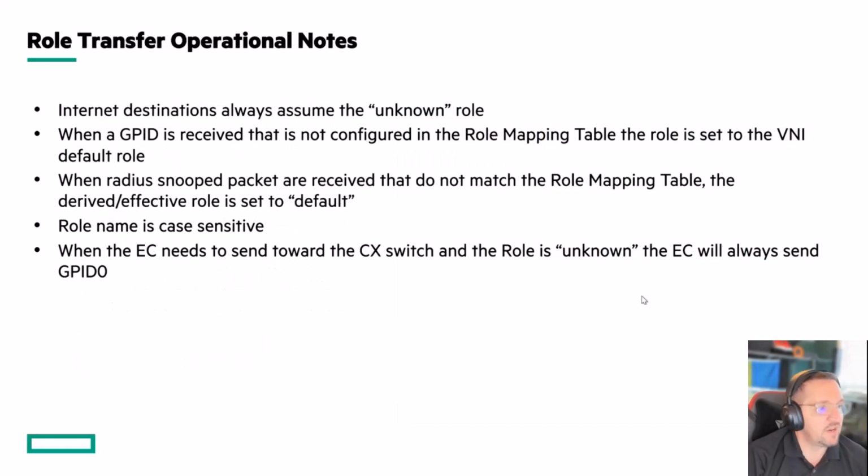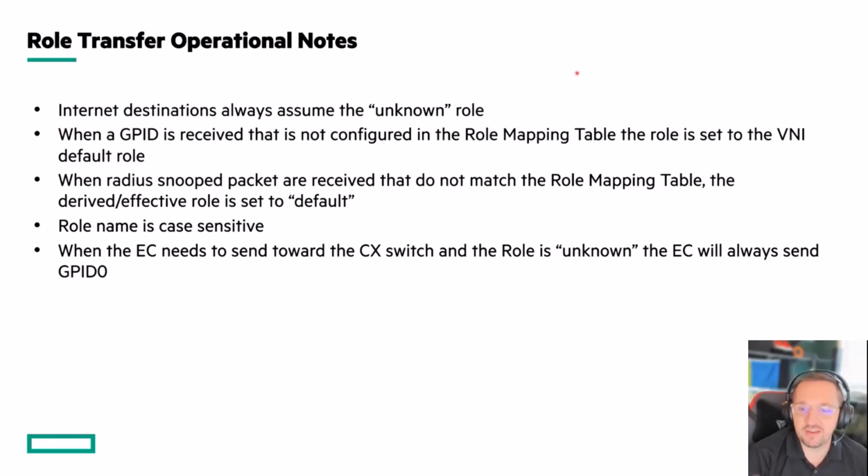Some additional notes. Internet destinations are always assumed to be unknown. So if you look in the policies, you'll see they're always unknown as opposed to default. It's a subtle difference. Default means GPID 0, and that means we didn't set a GPID value, but we had a source pipeline to look at. Unknown is slightly different. That's where we literally do not know what the source role is. If we receive a GPID number that has not been configured in the mapping table, this is what will happen.